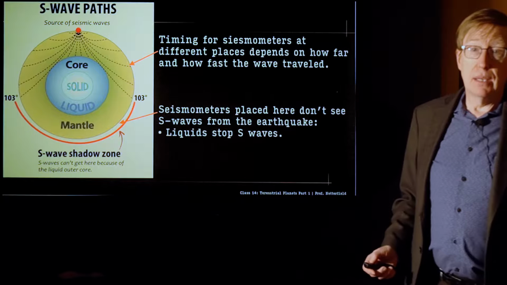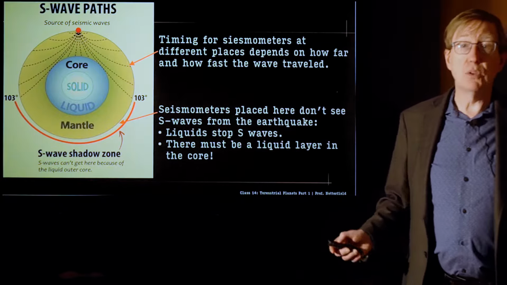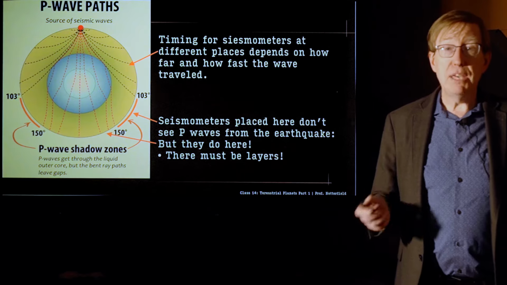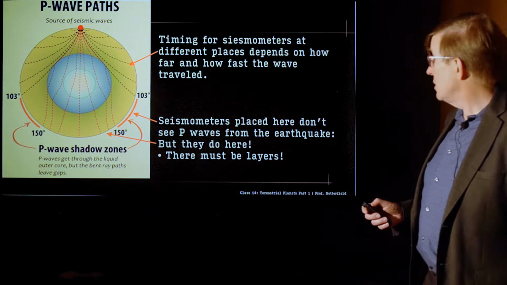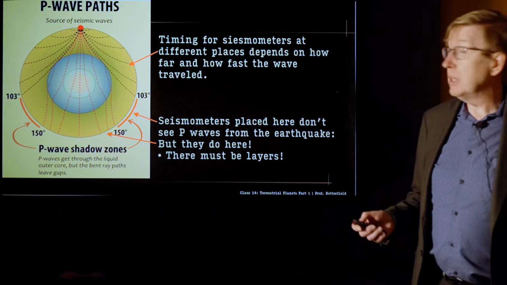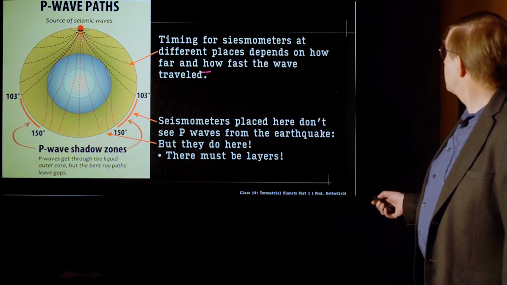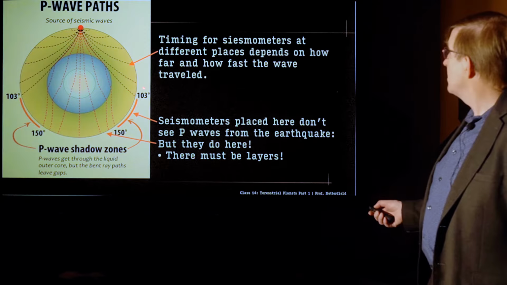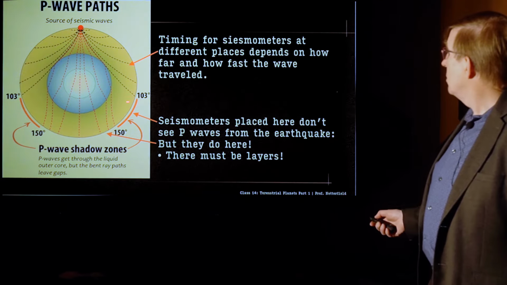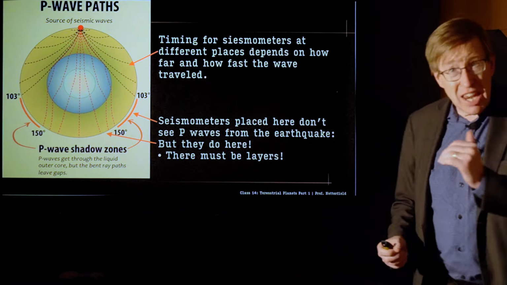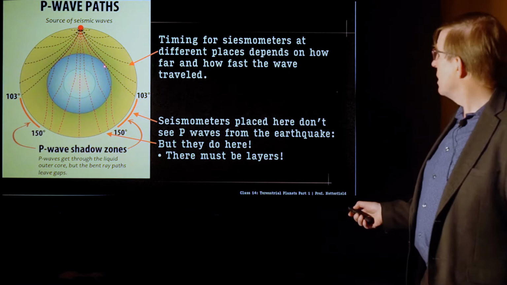Secondly, since S waves can't go through liquid, there must be a liquid layer in the core. P waves are different. P waves can go through liquid. So same story, timing for seismometers in different places depends on how far and how fast the waves traveled. But also, when they go through a change in density, they're going to bend.